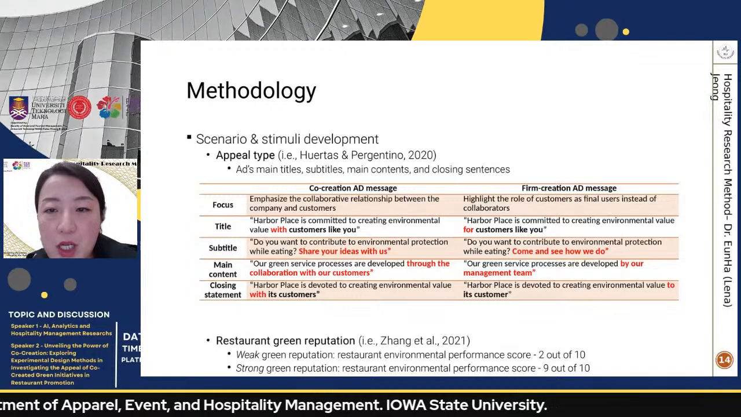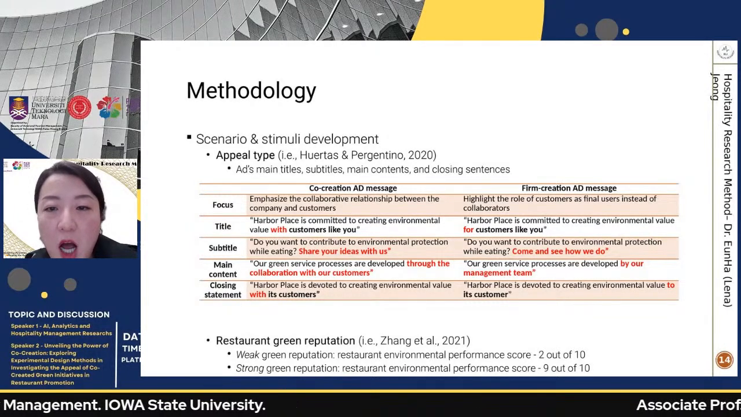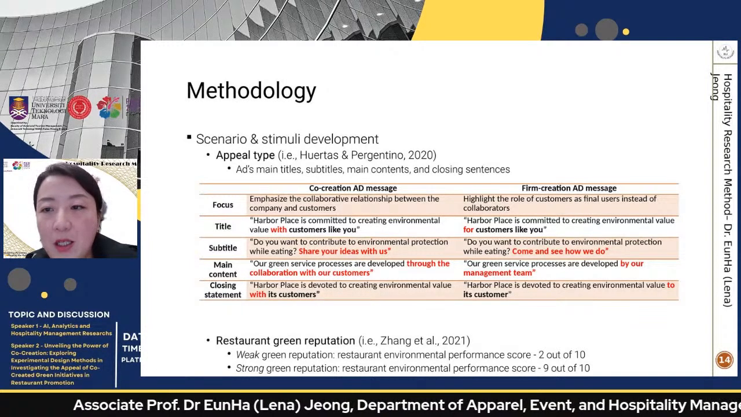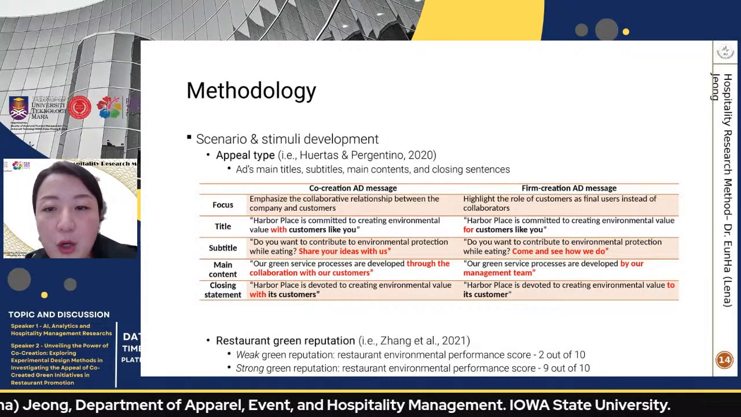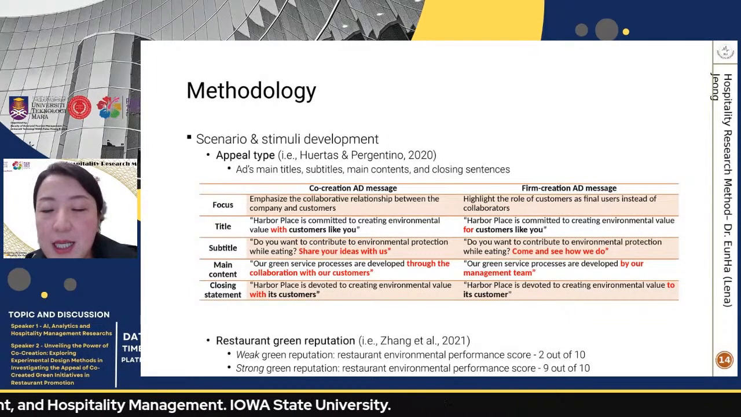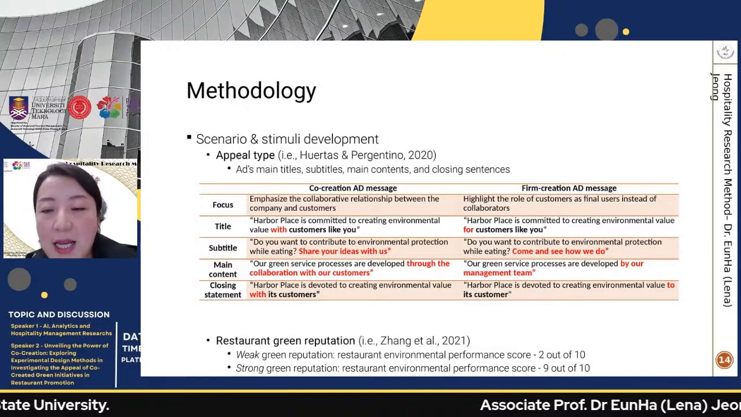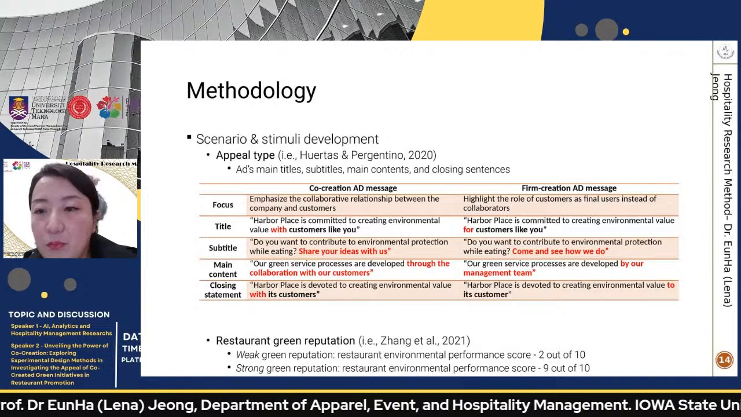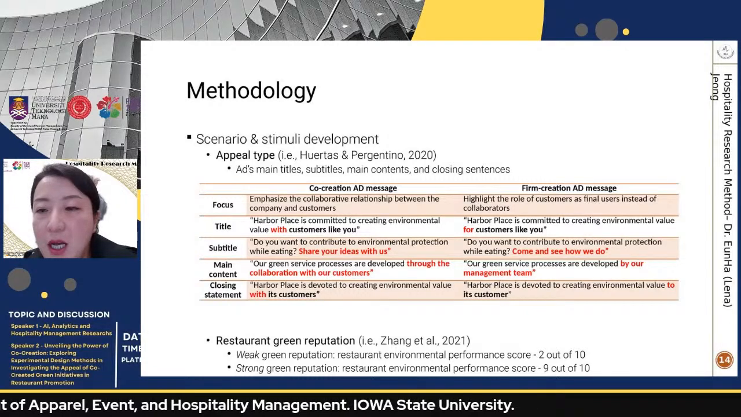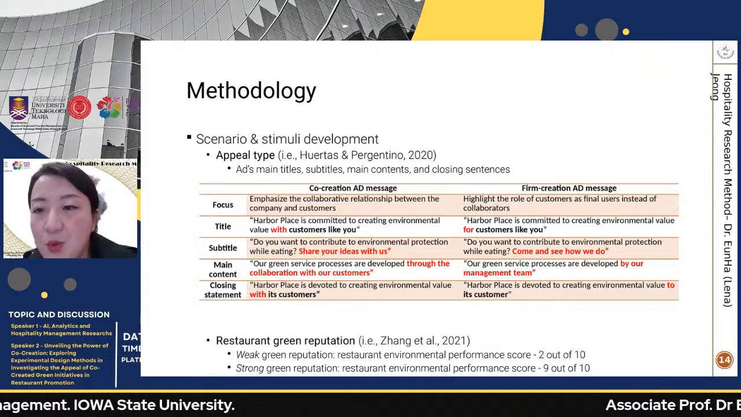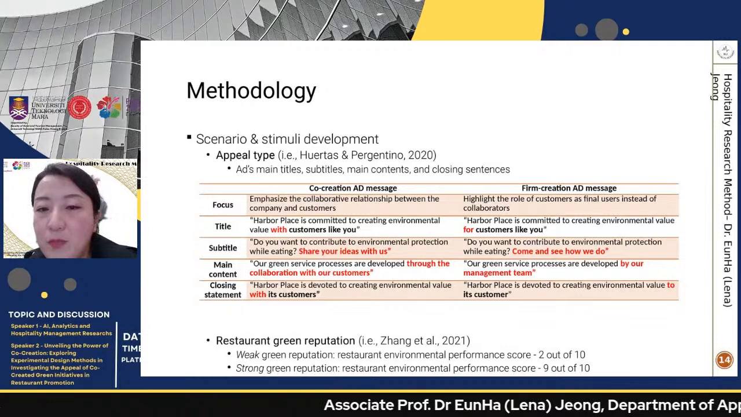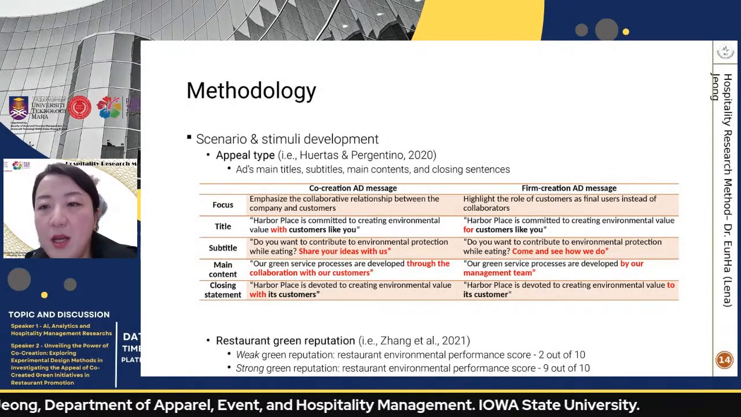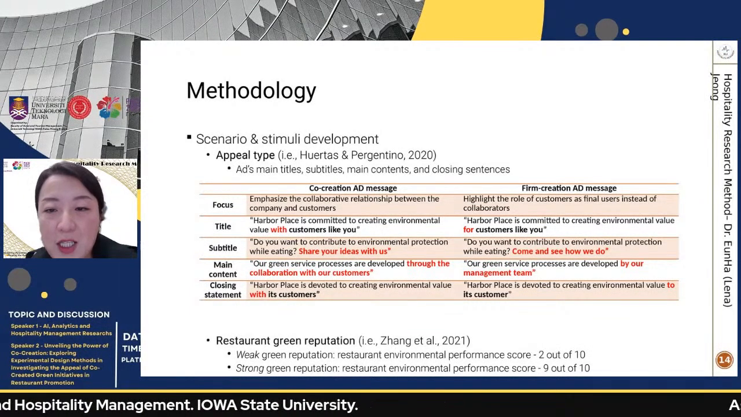So in the title of the co-creation advertisement message, we use the restaurant name: The Harbor Place is committed to creating environmental value with customers like you. And also we say, share your ideas with us. And in the main text, we use sentences such as, our green service process is developed through collaborations with our customers. Versus in firm creation, we render it a little bit differently. As you see in the subtitle, we say, do you want to contribute to environmental protection while eating? Come and see how we do. In the main text, we mention that our green service process is developed by our management team and so on. So that's how we developed our advertisement stimuli.